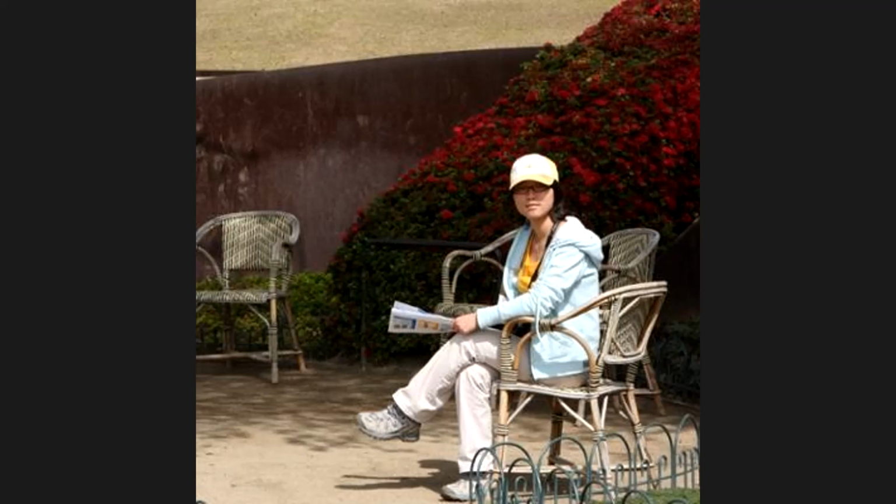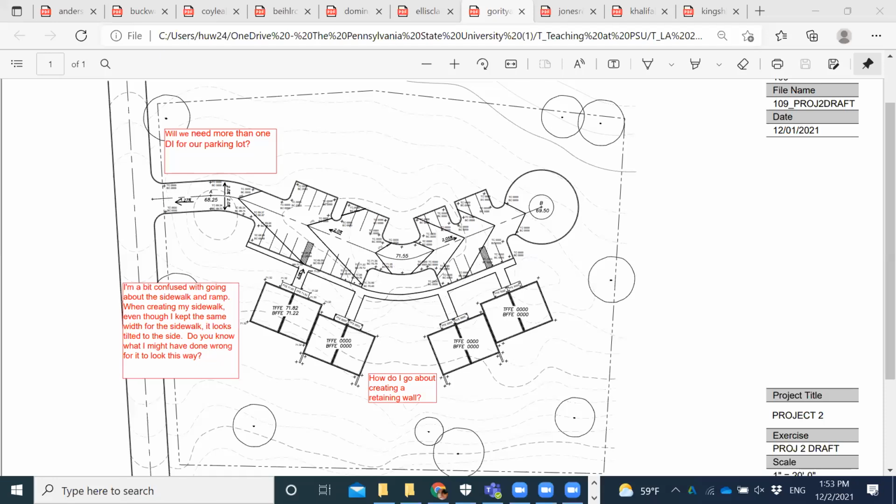Okay, so this is yours. Need more than 1 DI. Yes, we went through that. So you have a V-shaped contour. Let me share. So you have a V-shaped contour pattern, which is different from the W's that we have seen today. Your DIs will be in these locations.